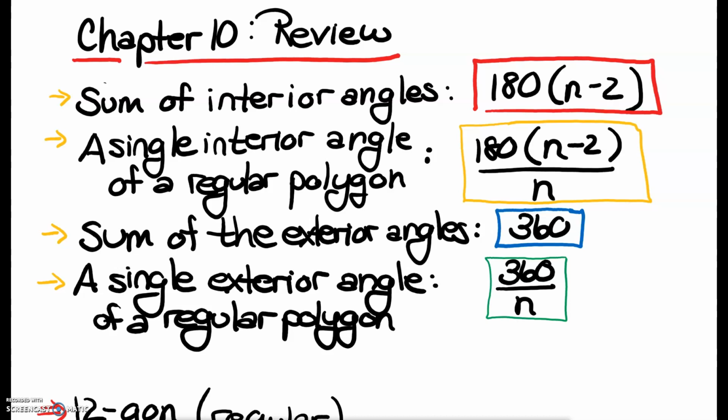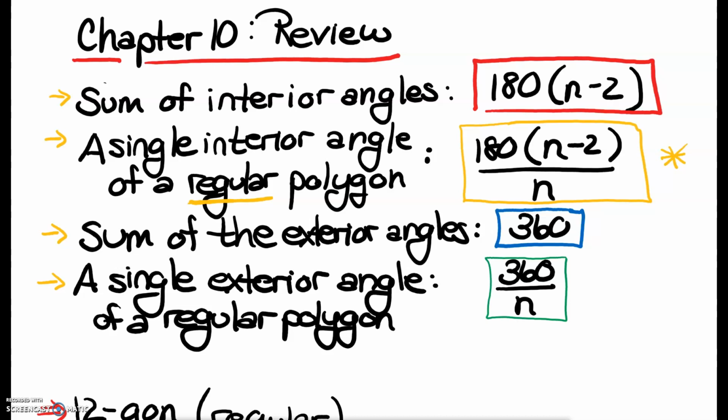If you're looking for a single interior angle of a regular polygon, and that's key, it has to be a regular polygon or else this formula does not apply. So I'm going to star it in yellow. Must be a regular polygon. The formula is 180 times (n minus 2) divided by n.